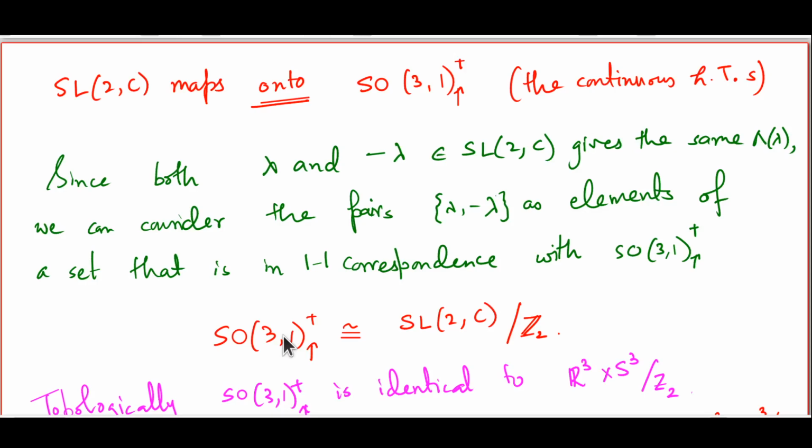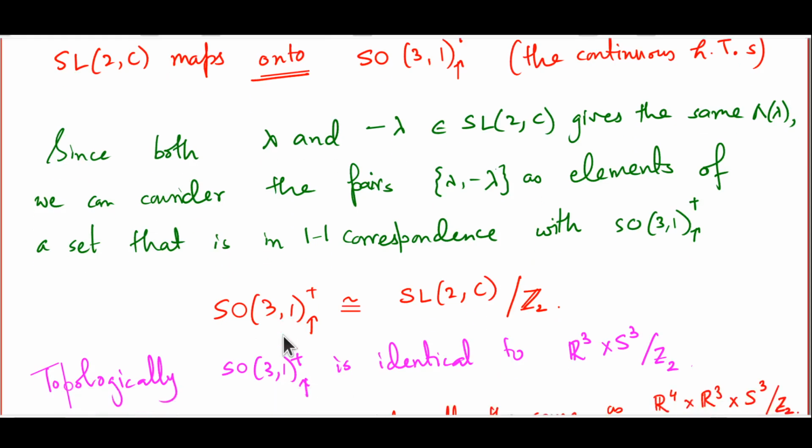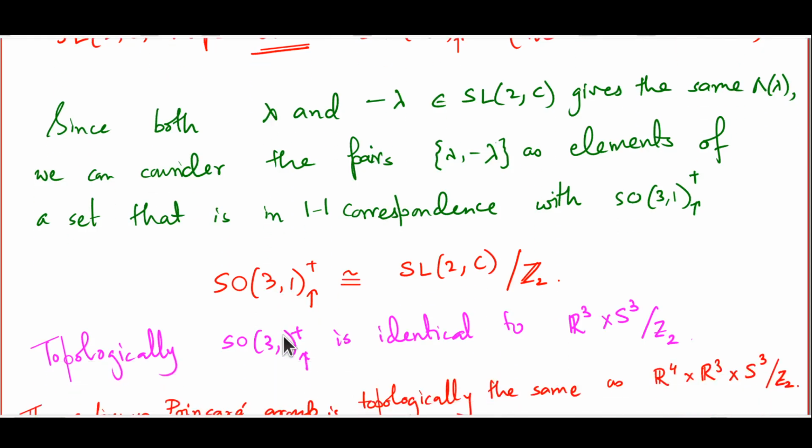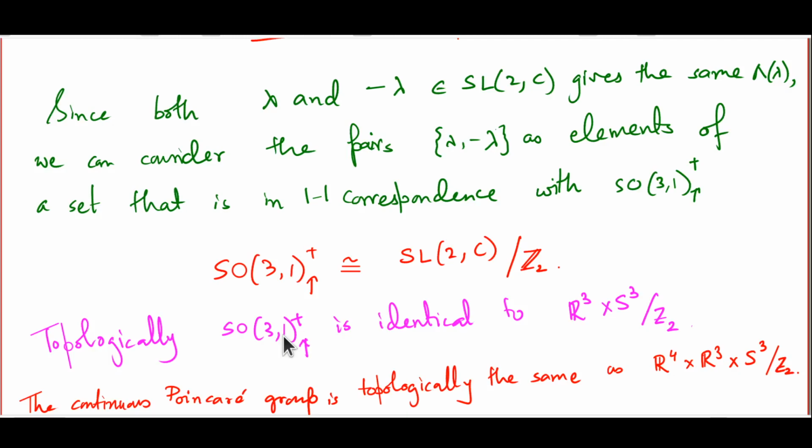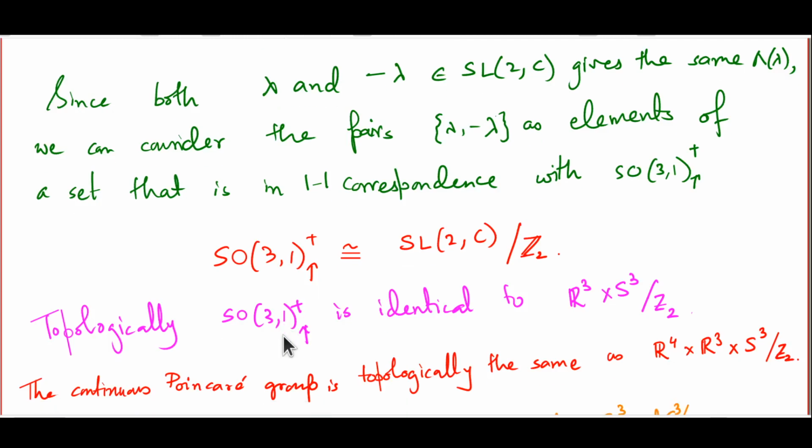Now when you go over to continuous Poisson transformations, you add 4 more parameters to the mix. These 4 parameters correspond to the 4 translations and there is no restriction among those parameters. These are just 4 real parameters. That brings in an additional factor of R4. So the continuous Poisson group is topologically the same as R4 cross R3 cross S3/Z2.